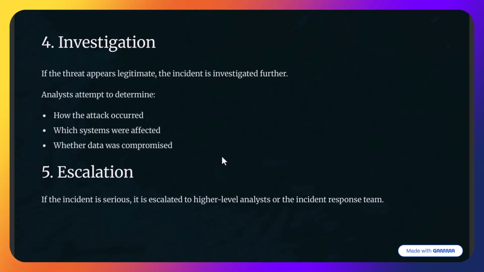In most environments, analysts are organized into tiers. Tier one analysts, like I explained, do initial alert monitoring and validation. Tier two analysts perform deeper investigation and threat analysis. Tier 3 analysts or threat hunters handle advanced threats and complex incidents. Escalation ensures that more experienced personnel handle critical security incidents.